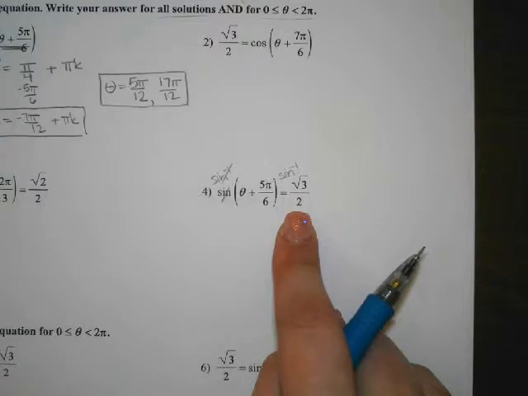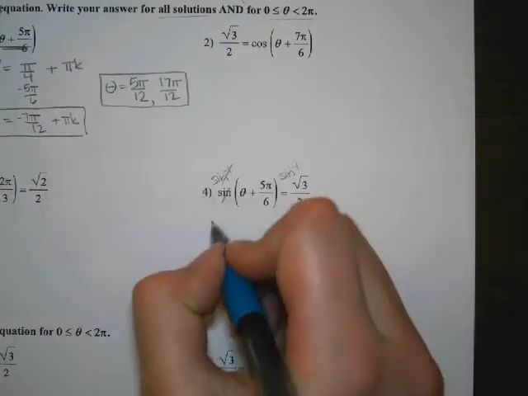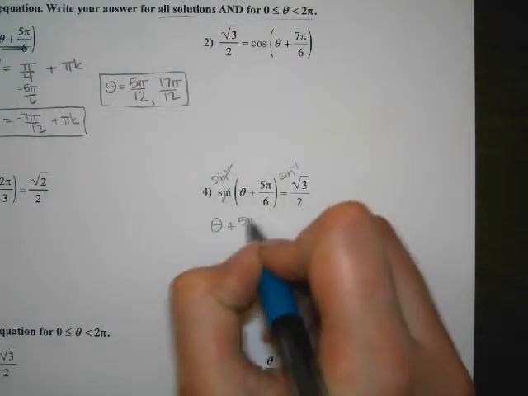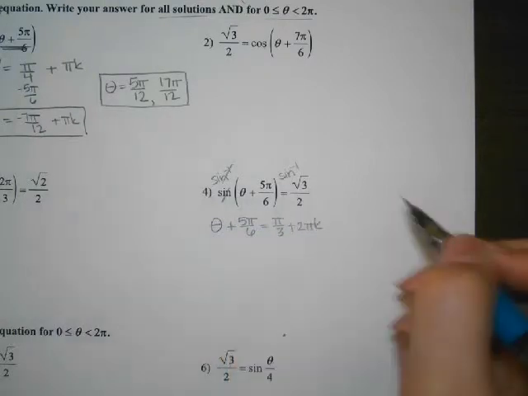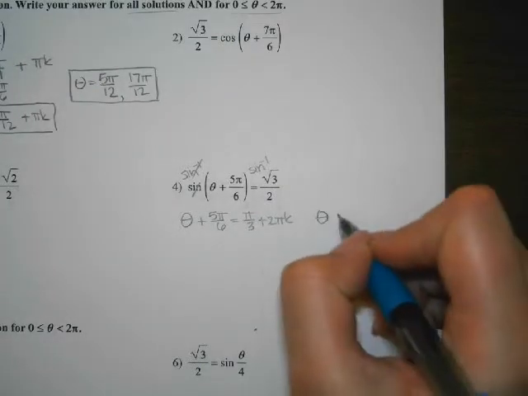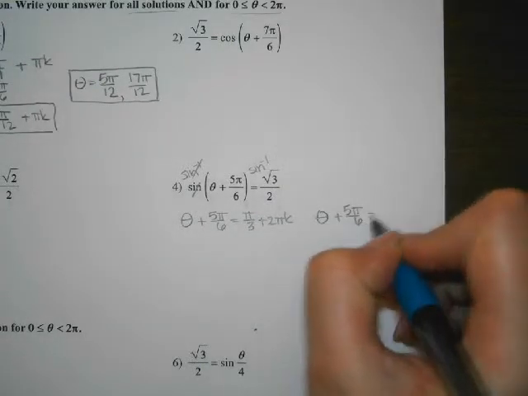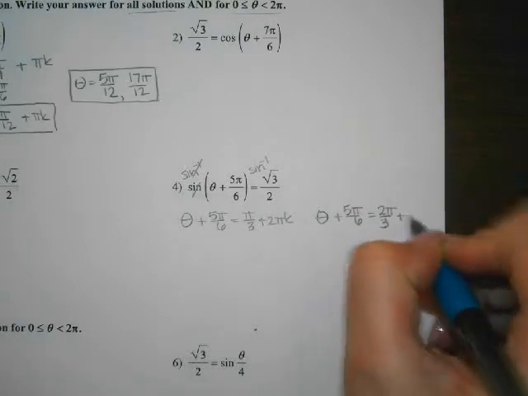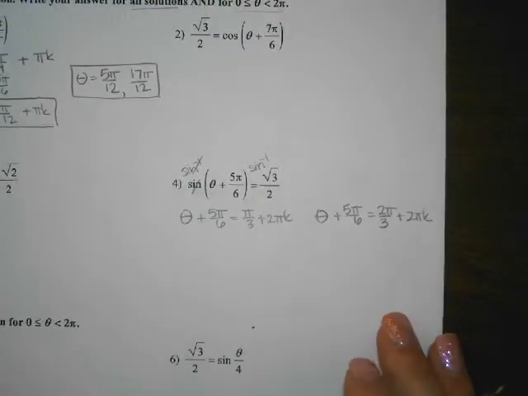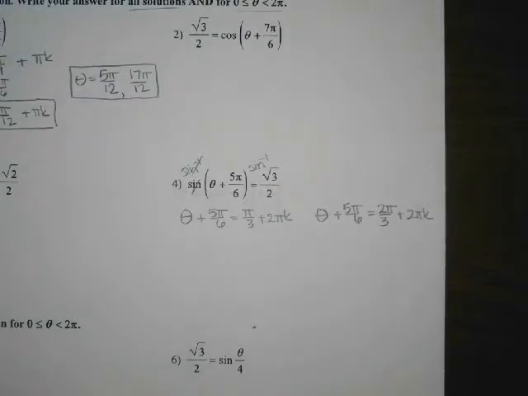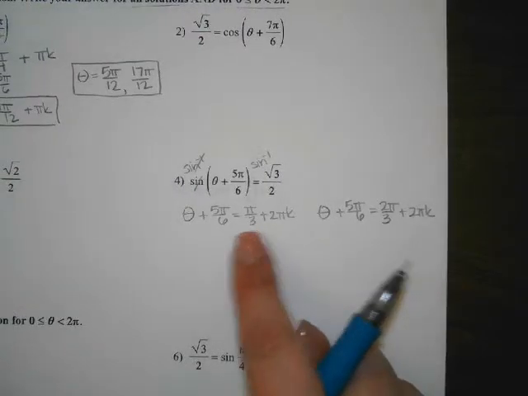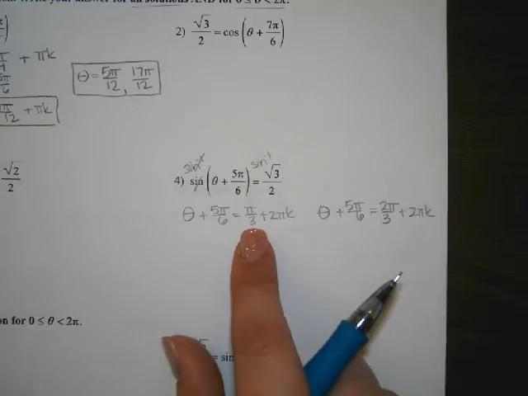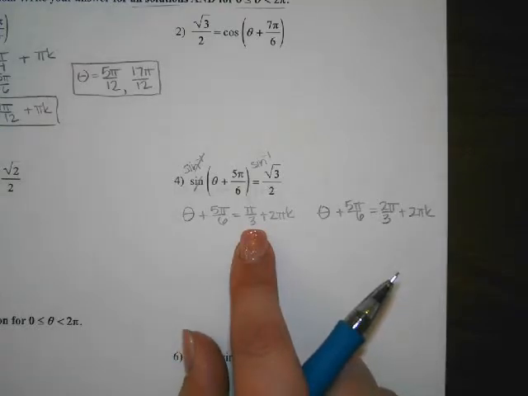Pi thirds and 2 pi thirds. So I'm going to say theta plus 5 pi over 6 equals pi thirds plus 2 pi k. And theta plus 5 pi over 6 equals 2 pi thirds plus 2 pi k. So when we start to do these more complicated problems, we always default to writing all solutions first. So if you guys can see that, I'm keeping the 2 pi k tacked on the end, okay?